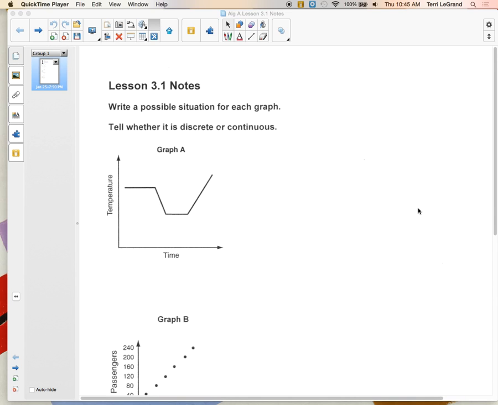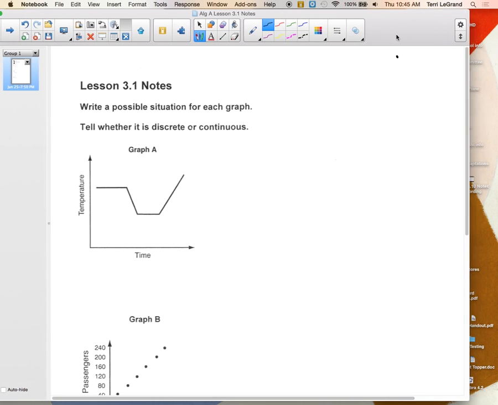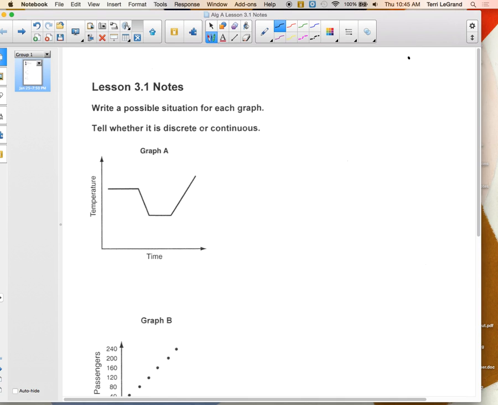Okay, so for that first one, what do you think? I don't want that. What do you think we could say the x-axis, first of all? What do we have to make sure we include in our situation? What's going on? Time. And the y-axis, what do we have to make sure is included in our story? Temperature, okay?